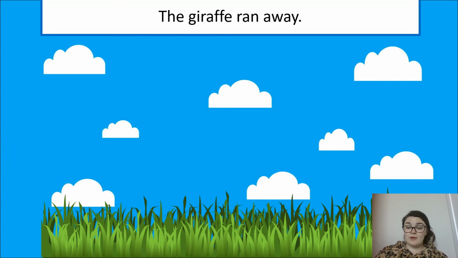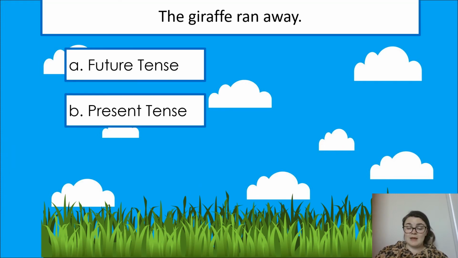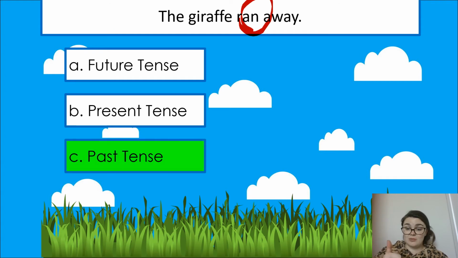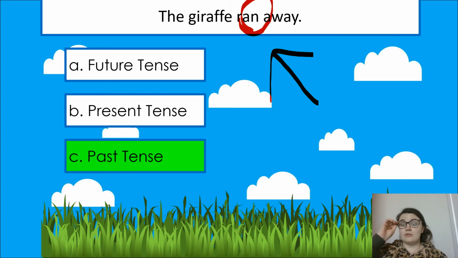The giraffe ran away. Is ran a future tense, present tense, or past tense verb? Ran is a past tense verb. This is irregular. It does not follow the rules. We don't say I runned away, we say I ran. Good job.